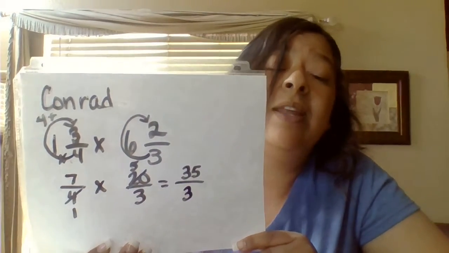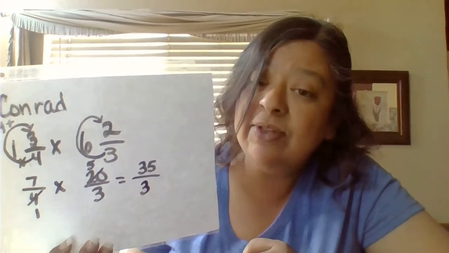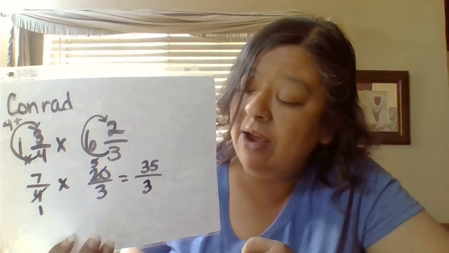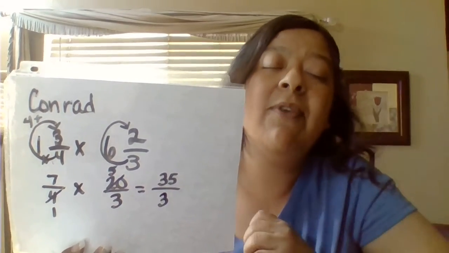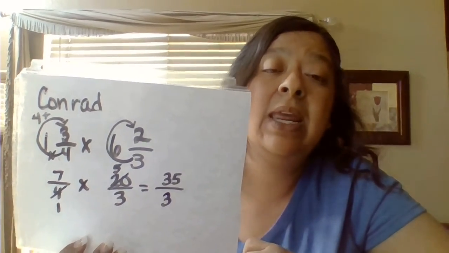Okay, so now you have an improper fraction. And if you look at the answers, they are not improper. They are mixed numbers. So you still have to make this improper fraction back into a mixed number. The way to do that is you're going to be dividing the 3 into the 35. Okay?